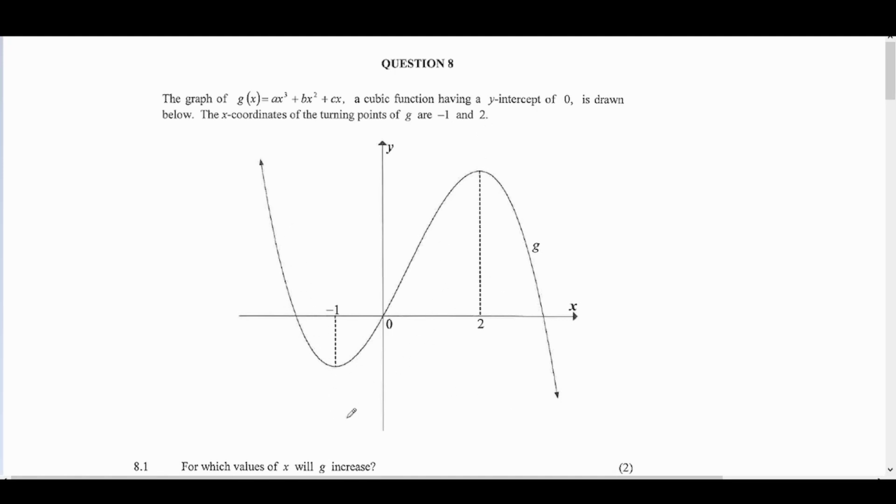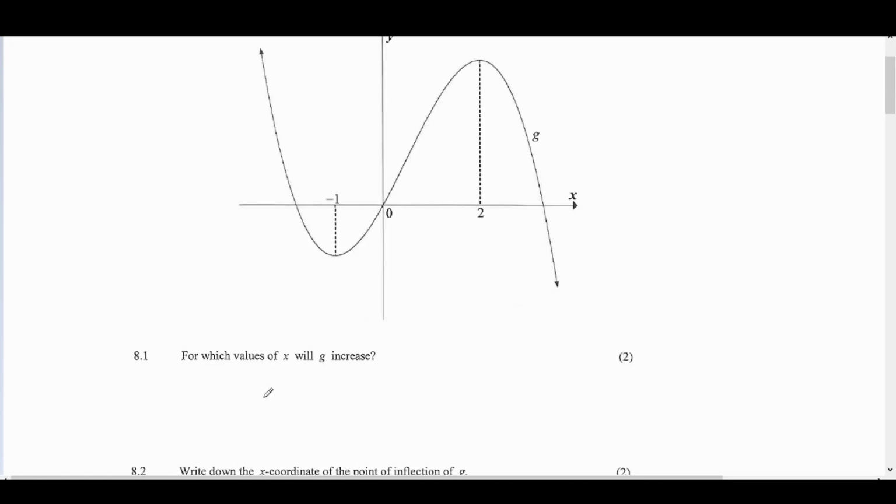Yeah, makes sense. Remember your cubic function has 2 turning points, and we can see our first one's at minus 1 and our second one's at 2. First question. It says, for which values of x will G increase?